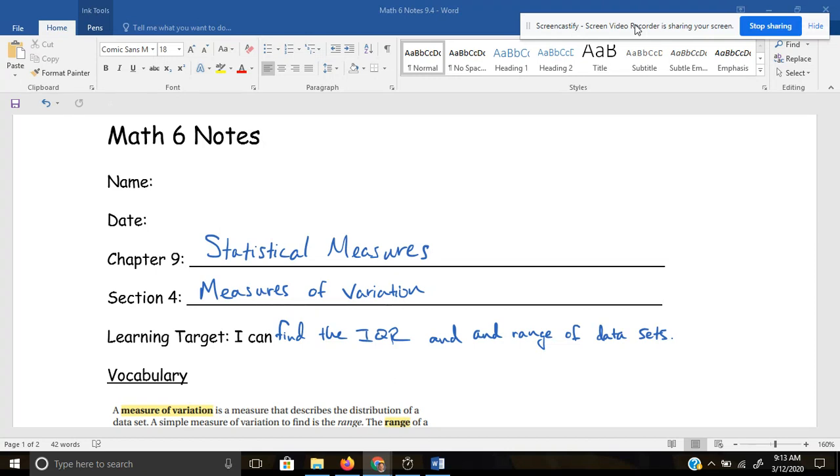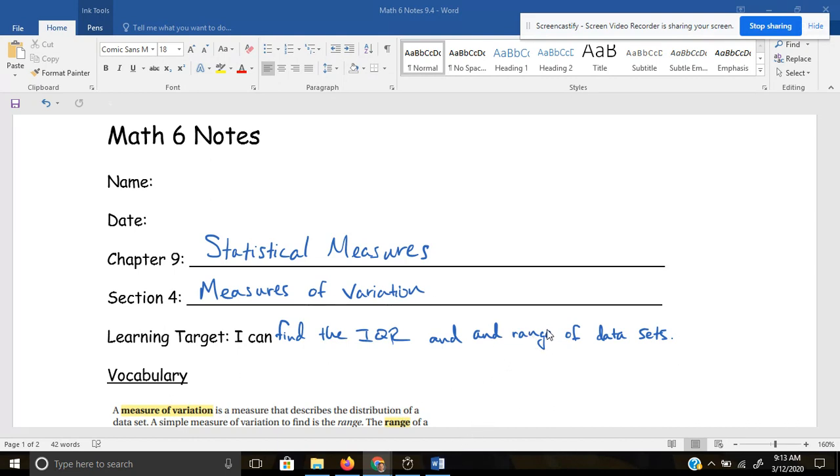Hey everybody, today I'll be discussing measures of variation. This is 9.4, and hopefully by the end of today you can say I can find the IQR, or the interquartile range. And you can see I've already got a misspelling, I've already flubbed up here. A range of data sets.